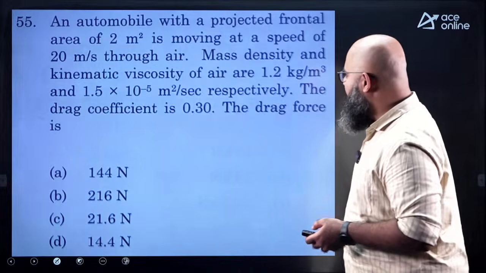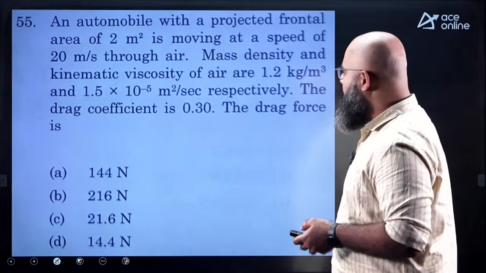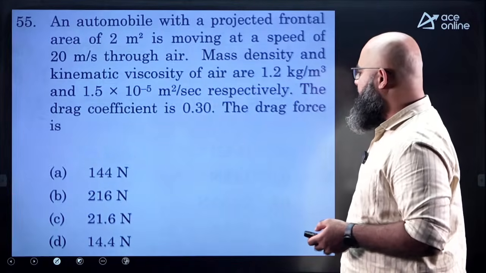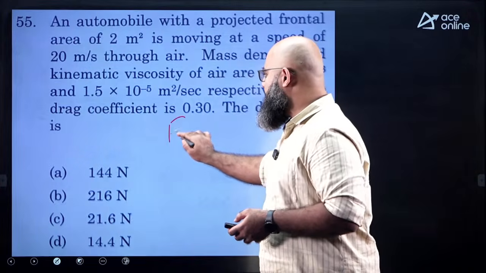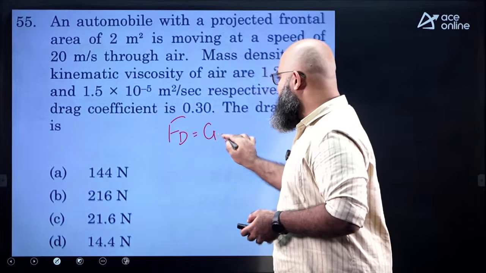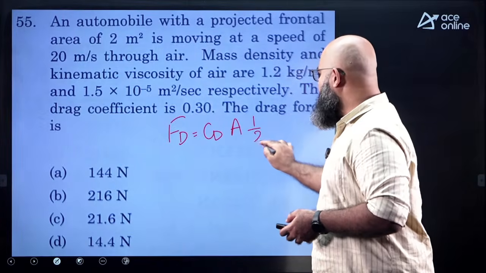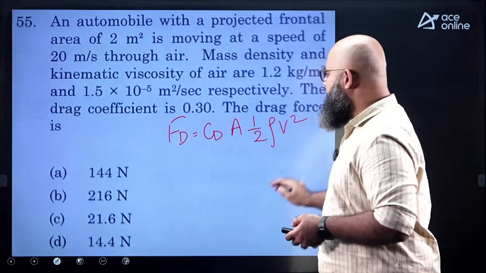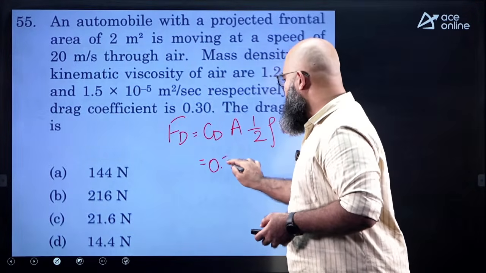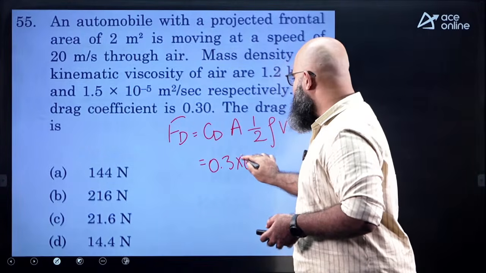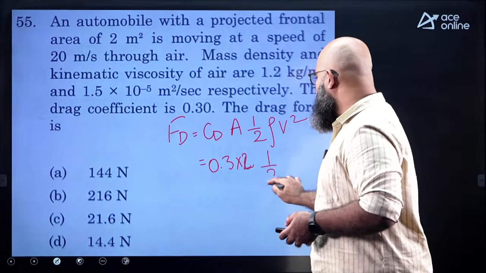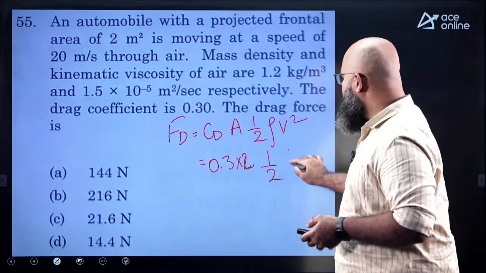Mass density and kinematic viscosity of air are given. The drag coefficient is 0.3. Drag force is equal to how much? We know the formula for drag force as CD multiplied by area multiplied by half rho velocity square. CD is given to you as 0.3. Area is given as 2 over here. Half. Rho is given to you as 1.2.